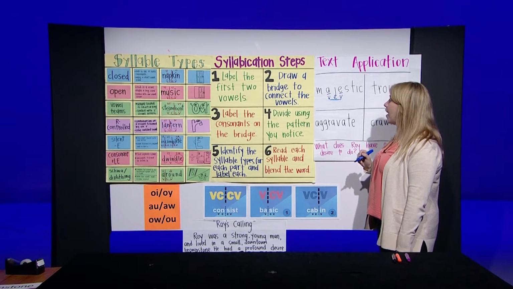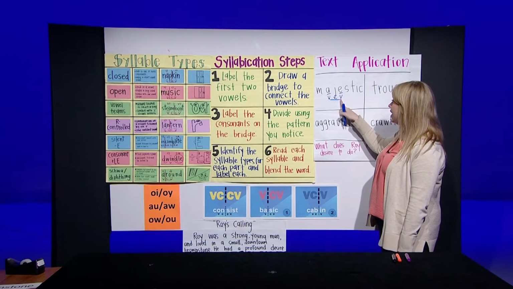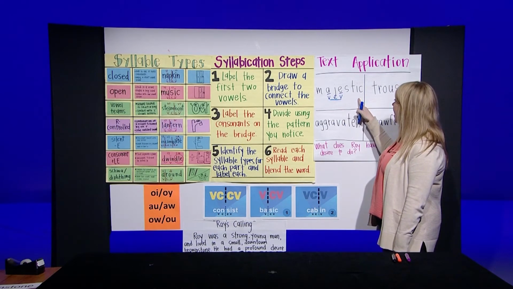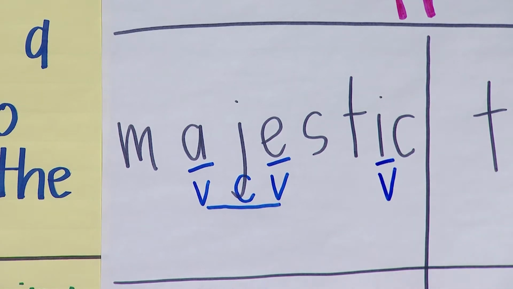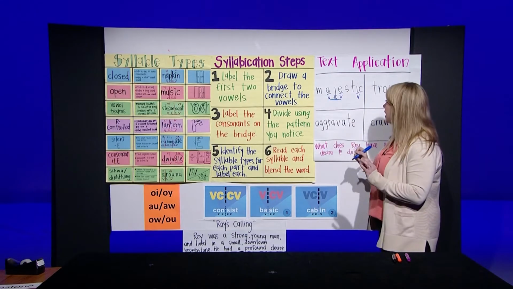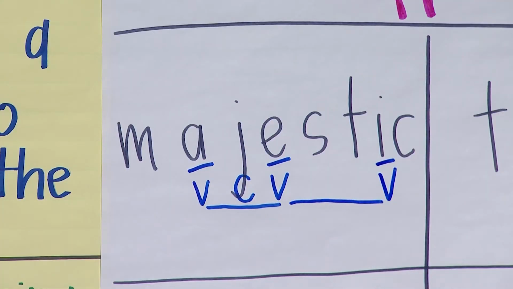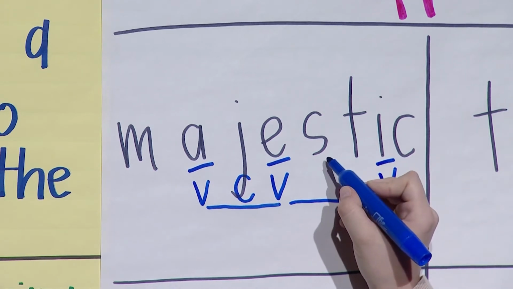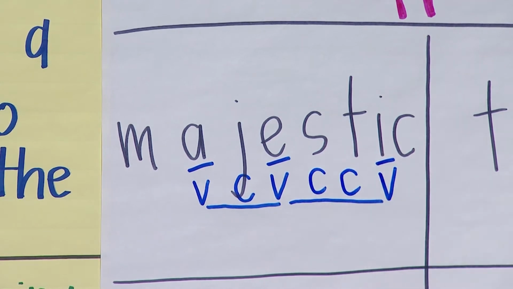So let's identify the next two vowels we see. I see an E, it's already been labeled, and vowel I. So let me label this one. Now I'm going to draw a bridge to connect those vowels. Step 3 says I need to label the consonants that are on this new bridge. I see consonant S and T. I'll label those with a C.